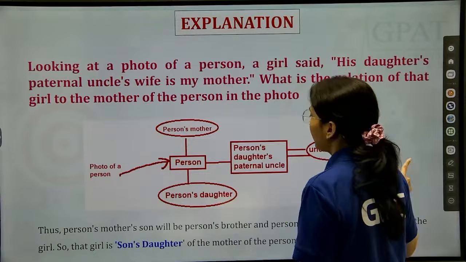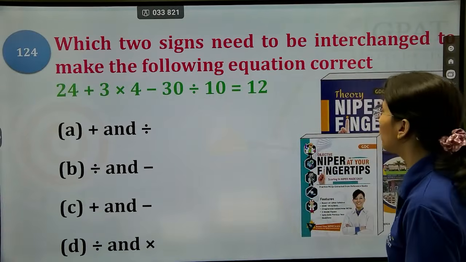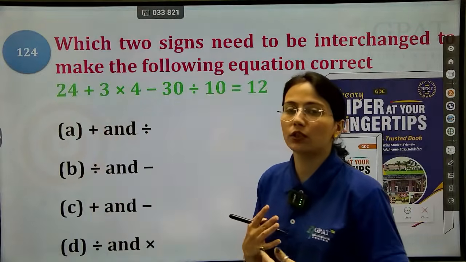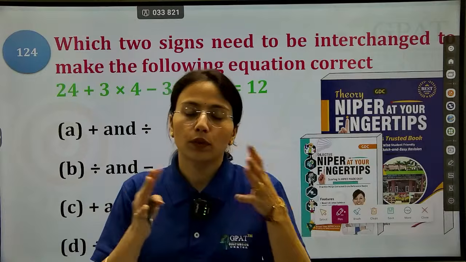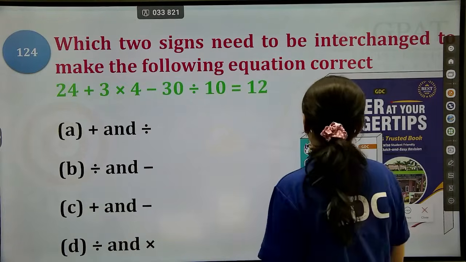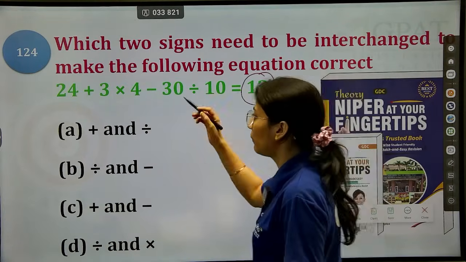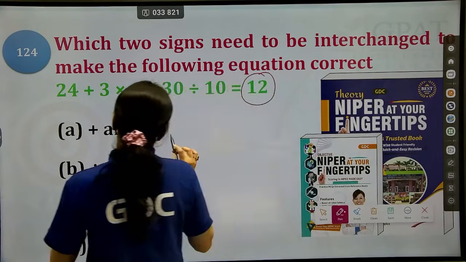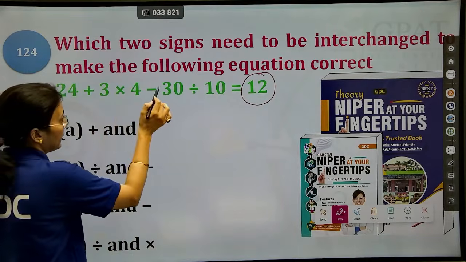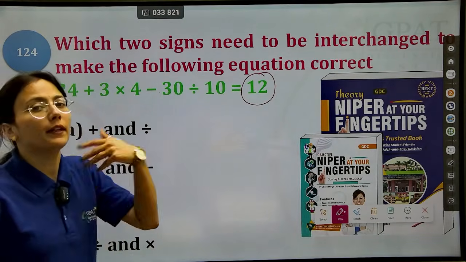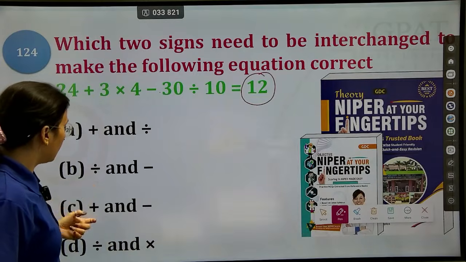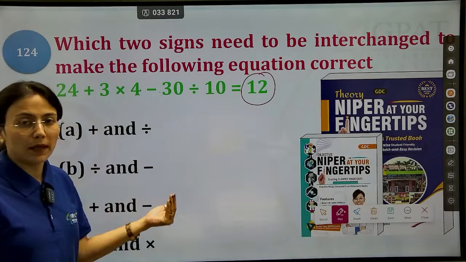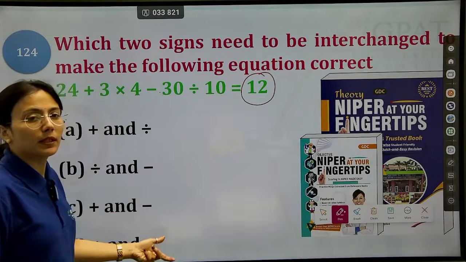Now move to the next question, that is which two signs need to be interchanged. There is an expression given, so we have to interchange the signs to get the answer 12. We have options like plus and minus, for example, if we replace divided by with plus and plus with divided by. Similarly we have 3 more options: divide by minus, minus by divide, plus by minus, minus by plus, divide by multiply, multiply by.